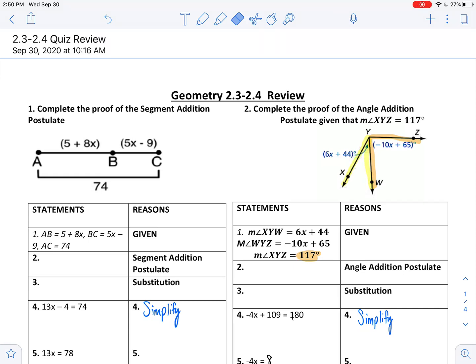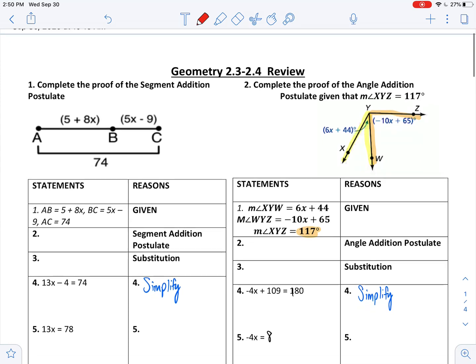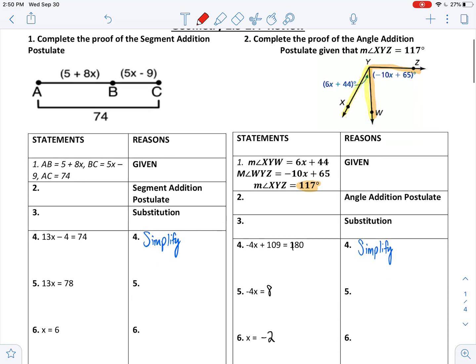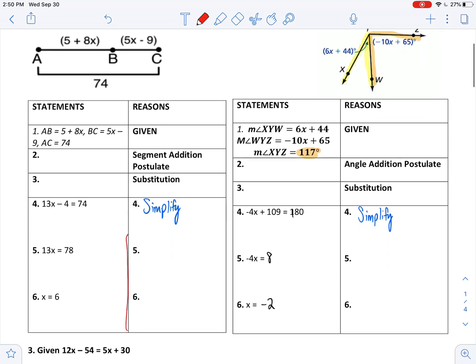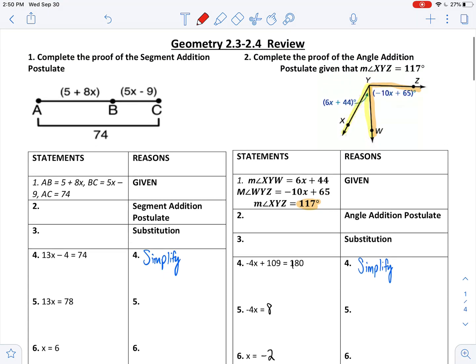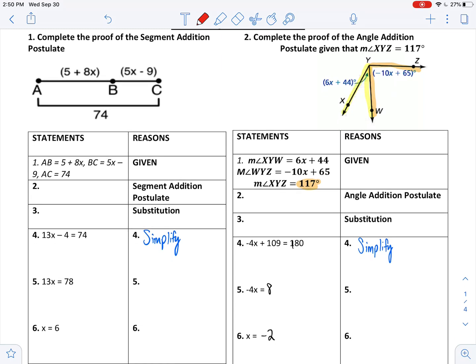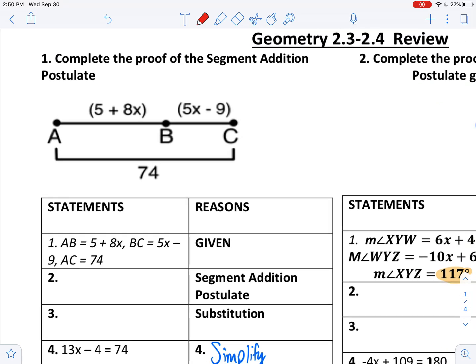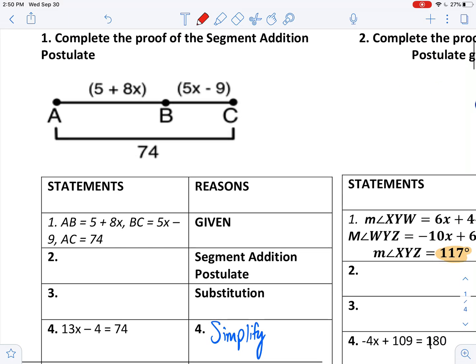Alright, good afternoon. We're going to go through our review of the 2-3 and 2-4 sections of geometry. What you really need to know is how to fill out the properties that we use to prove statements. You're going to see one of these two problems on your quiz, so either an angle addition or a segment addition postulate. Let's focus on the segment addition postulate for right now.